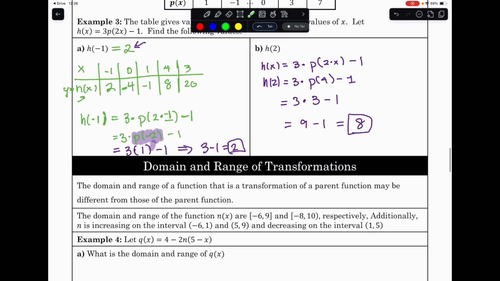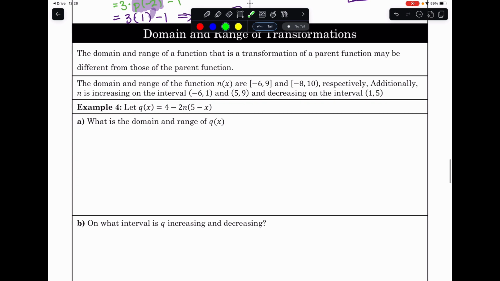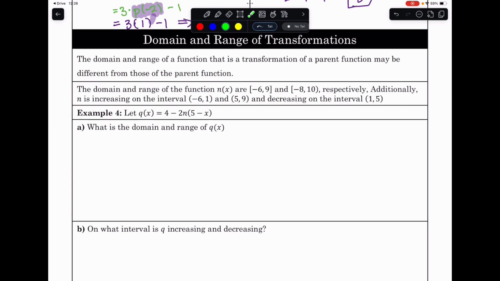And then finally, one last thing I want to go over again just one more time, the domain. How are the domain and range affected by transformations? So here we have q of x, and the domain and the range of a function n is from -6 to 9, and the range is from -8 to 10 respectively. So domain, let me highlight this. I'm going to highlight the domain in blue and the range in red. Okay, so domain is in blue and our range is in red.